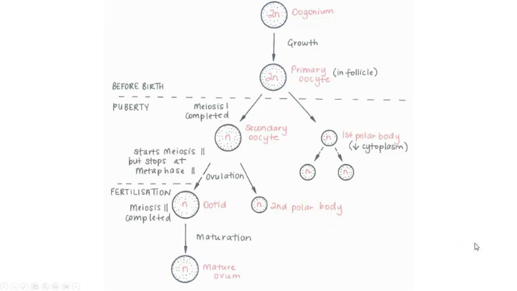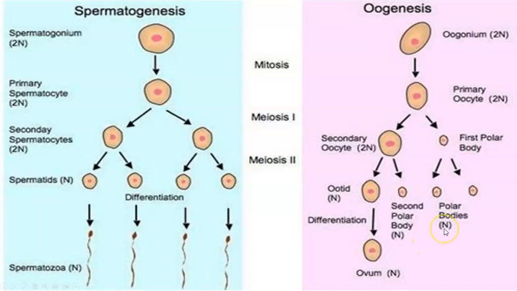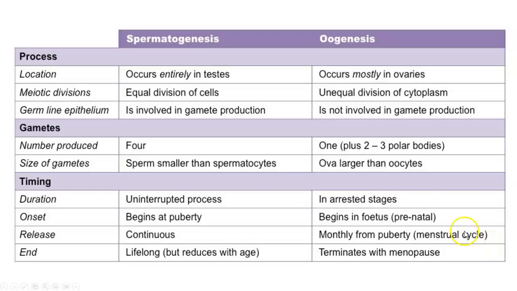Okay, so that is the process of oogenesis. This is a little image to show you the differences between the two. If you're more of a visual person, if you prefer that in a table, this is a good comparison just to help you understand the process in terms of the location, the number of gametes produced, and the timing and the onset of those processes.